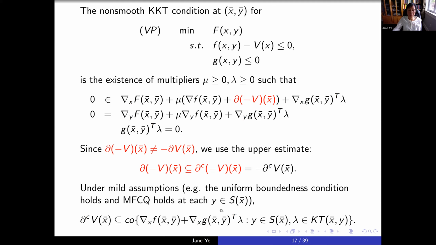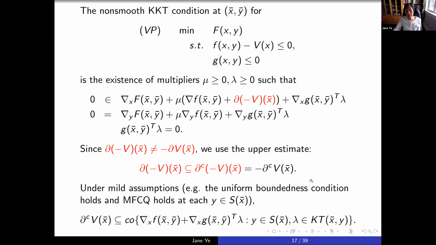Okay, so now if you put this, because it is a bigger set, 0 is still in this, right? So you can just write down the KKT condition, and everything is in terms of problem data. There is no unknown here. Okay. So now the question is, can this kind of KKT condition hold?